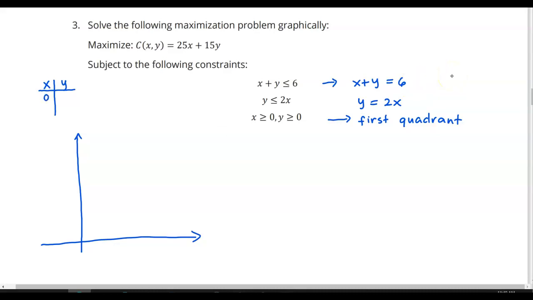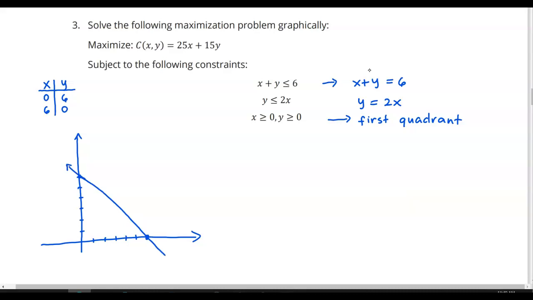So, for instance, when x is 0, y is equal to 6. And then when y is 0, x is equal to 6. So these 2 points here. You have 1, 2, 3, 4, 5, 6, so this is this point here. The other one is 1, 2, 3, 4, 5, 6, that point. And then you're just going to connect these 2 points here.